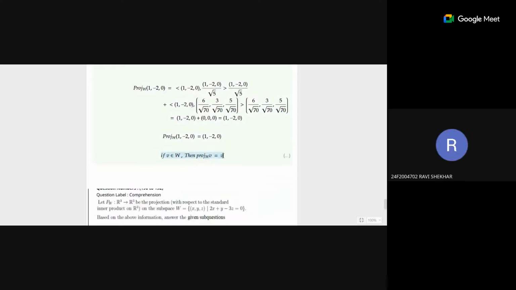Just remember this: if a vector lies in a subspace, then it will satisfy the equation of the subspace. We substitute the vector into the subspace equation, and if it satisfies it, then the vector is the projection of itself onto the plane. If you want to check whether this vector lies on this plane or not, just put this vector into the equation. If it satisfies the equation, then this vector is lying on this plane. So do we need to do all these steps, or is it required? Just remember this property.